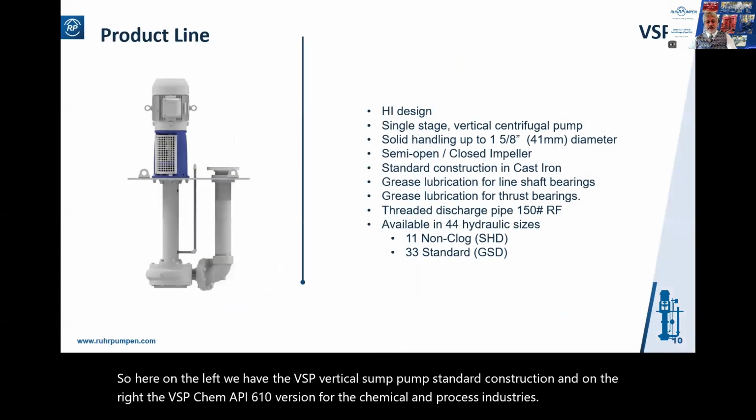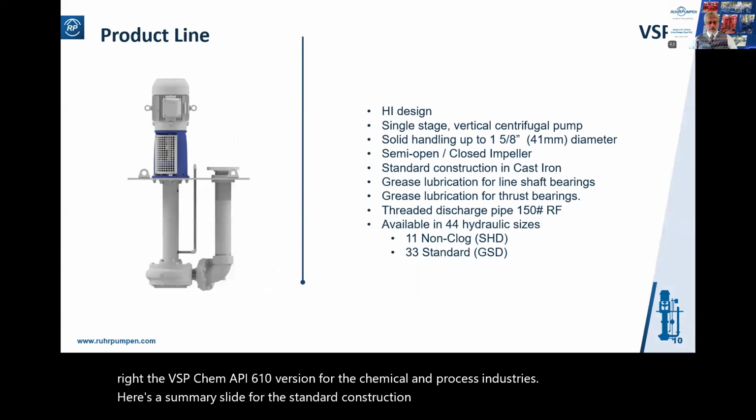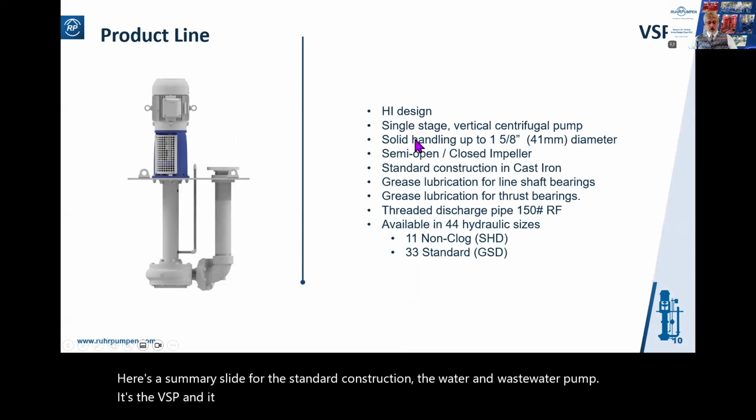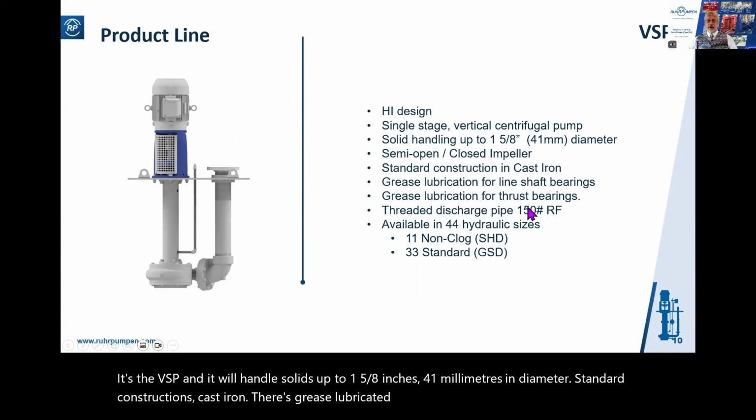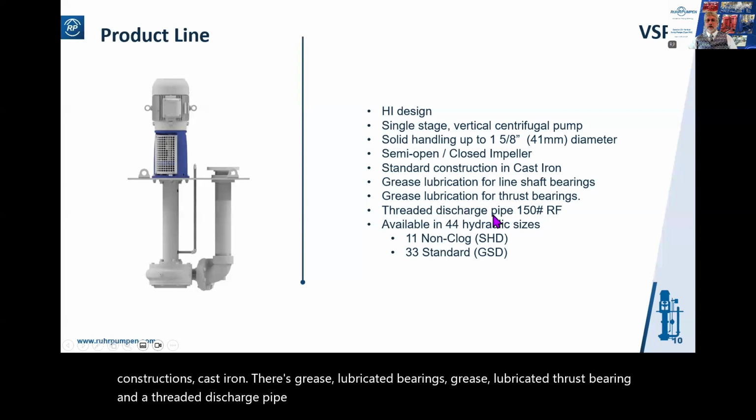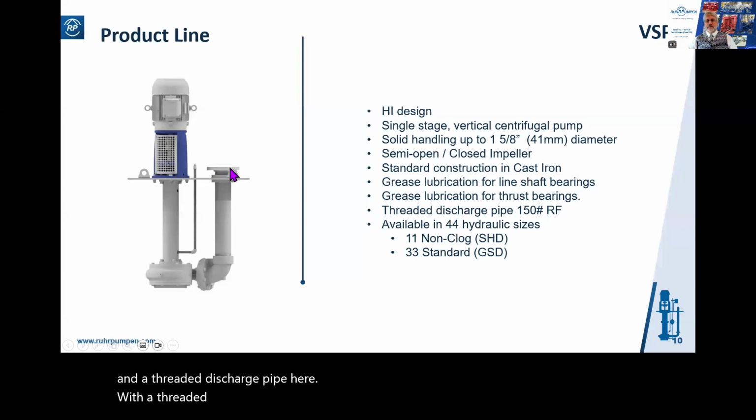Here's a summary slide for the standard construction, the water and wastewater pump. It's the VSP, and it will handle solids up to 1 5/8 inches, 41 millimeters in diameter. Standard construction is cast iron, has grease lubricated bearings, a grease lubricated thrust bearing, and a threaded discharge pipe here with a threaded on flange. And it's available in 33 hydraulics in the standard version and 11 more for the non-clog pump.